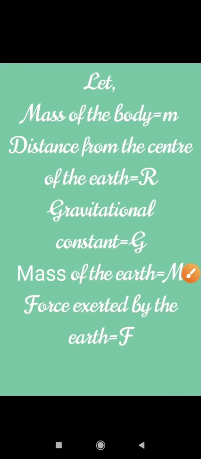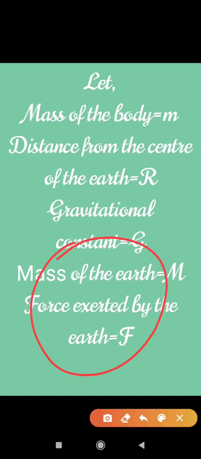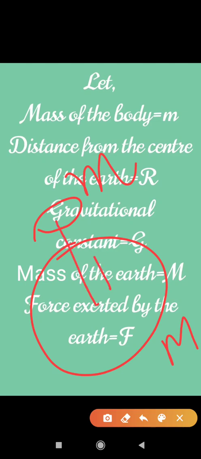Now how can we understand this? First we will consider some things. Suppose we drop a body of mass m from a distance r from the center of the earth. Suppose this is the earth, and this is the center of the earth. We dropped a body from here. The mass of the body is small m, and the mass of the earth is capital M. The distance between that body and the center of the earth is capital R.